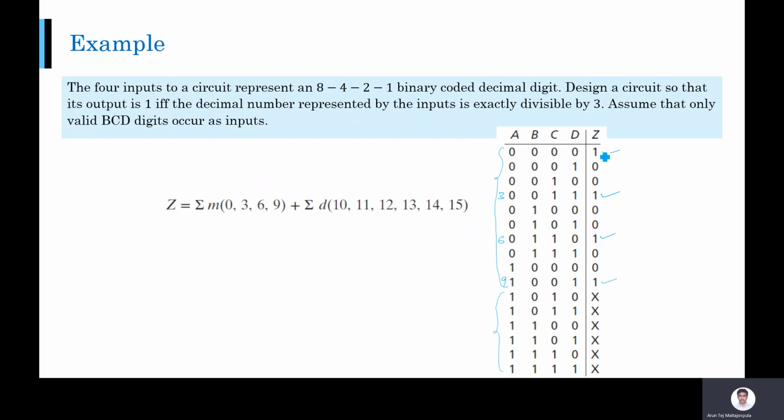So what are your minterms? A dash B dash C dash D dash, plus A dash B dash C D, plus A dash B C D dash, plus A B dash C dash D. So these are your 4 minterms, right? 0, 3, 6, and 9. So these are your 4 minterms.